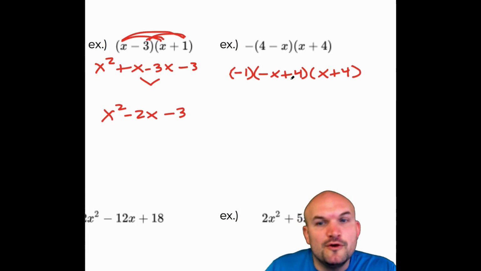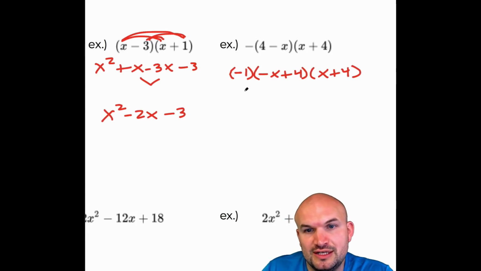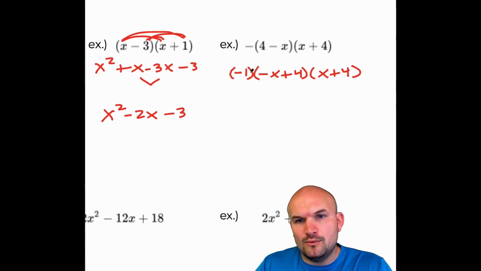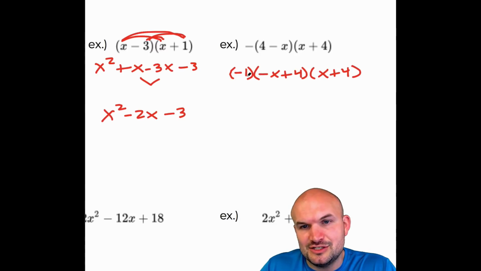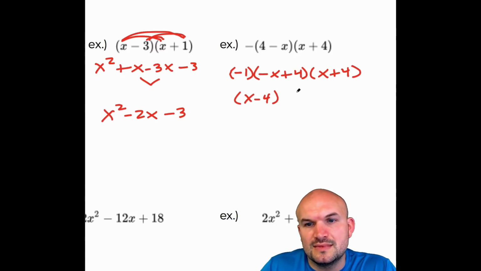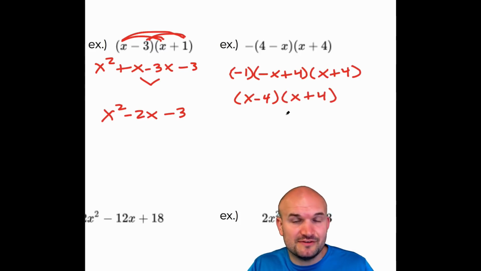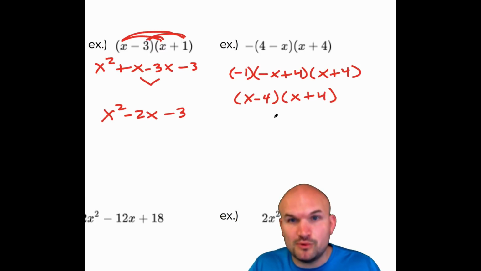You could also factor out a negative. So you could either factor out a negative, or you could distribute this negative across. Either way, what you're going to get is a positive x minus 4 times x plus 4. Now, this brings up the difference of two squares, which is extremely important. Shows up all the time.